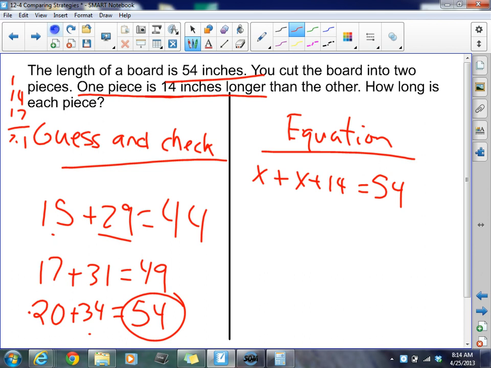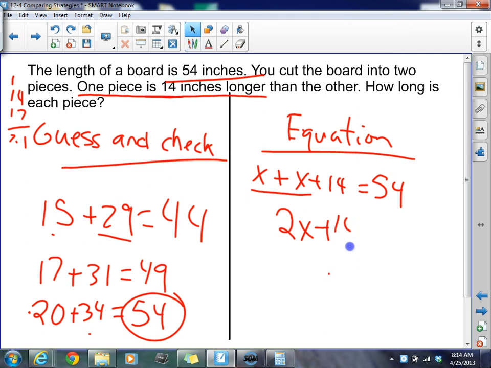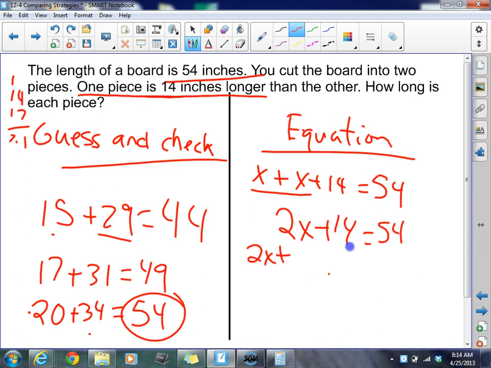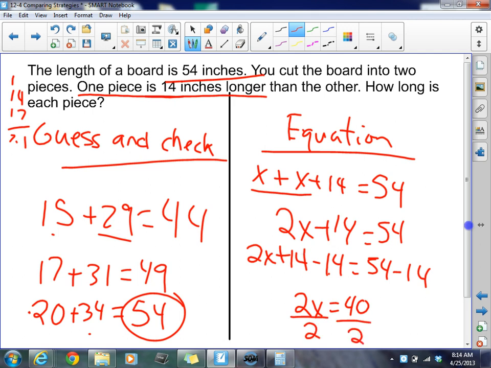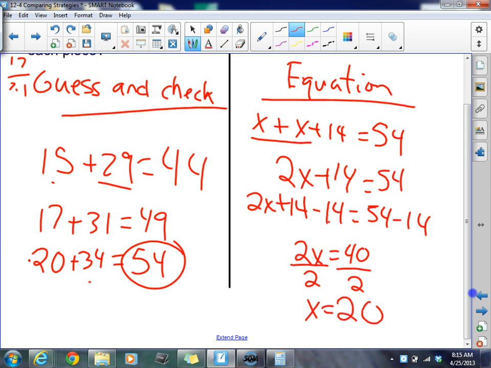So I have x plus x plus 14. I'm going to combine these two, so it's going to be 2x plus 14 equals 54. I'm going to go ahead and subtract 14 from both sides. 54 minus 14 is going to be 40. 2x equals 40. Now I have to get my x by itself, and x is going to equal 20. Now remember, that's the first board. The second board is x plus 14, which is going to equal 34.